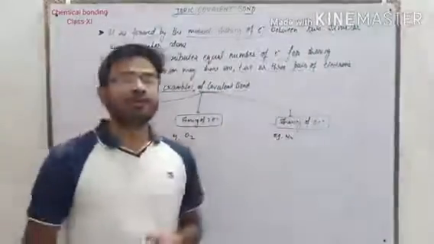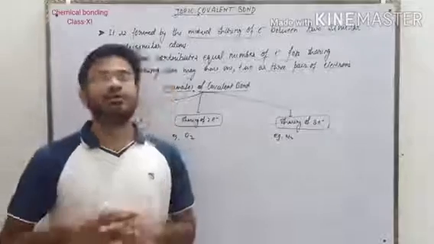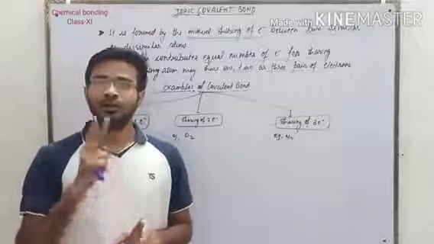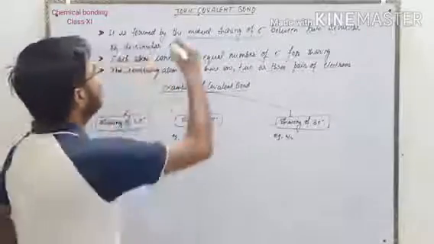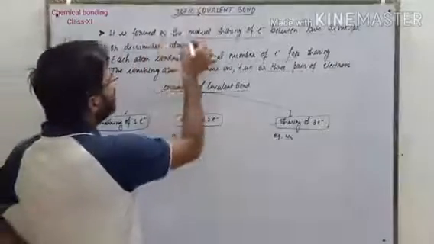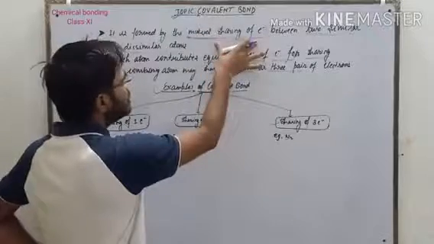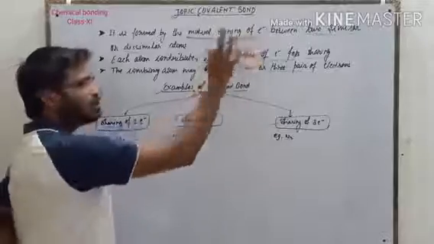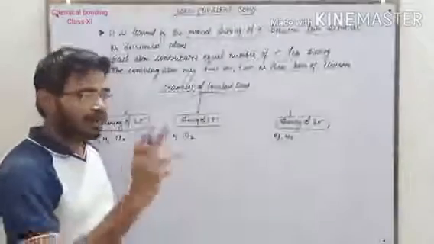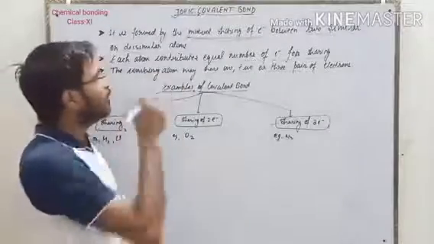As we have already discussed, the covalent bond is formed between two electronegative atoms, and it is formed by the mutual sharing of electrons. Focus on this word, the mutual sharing, because sometimes students confuse the electrovalent and covalent bonds.